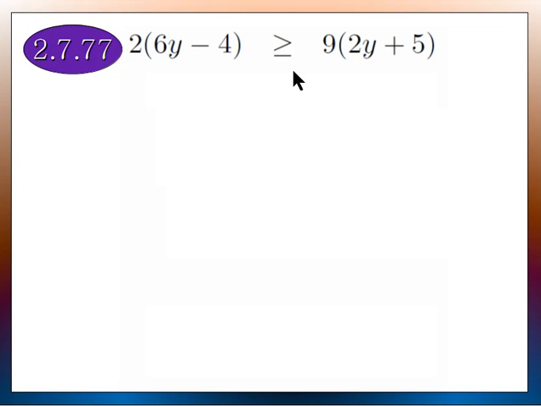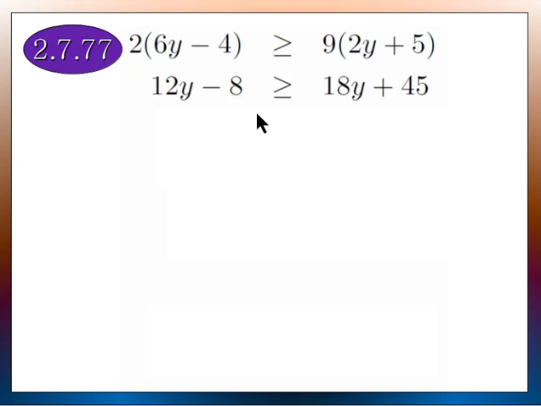Before I do anything to both sides to try to get all my variables on one side or the other, I would first start by simplifying both sides. So I'm just going to use the distributive property here to multiply 2 times 6y, that's 12y, but also 2 times the minus 4, which gives me minus 8. Over on the right, I'll do 9 times 2y, 18y, but I also need to do 9 times 5, which gives me 45. So then my inequality looks like this. The greater than or equal to symbol just comes straight down.